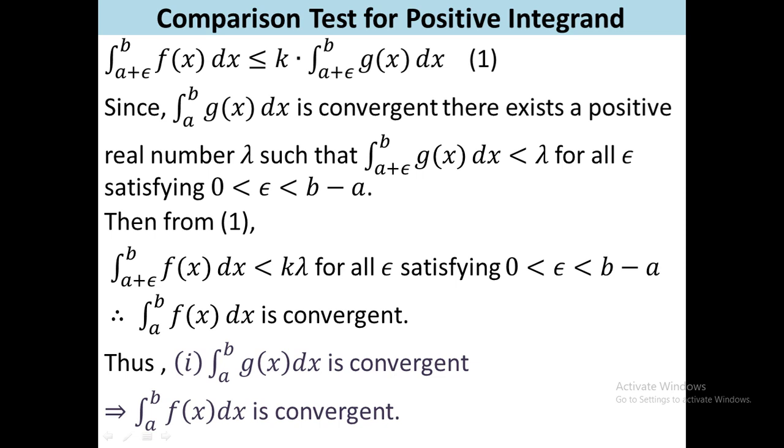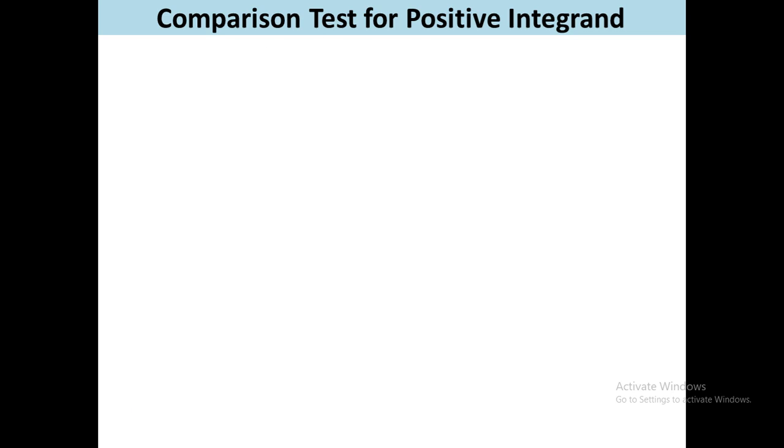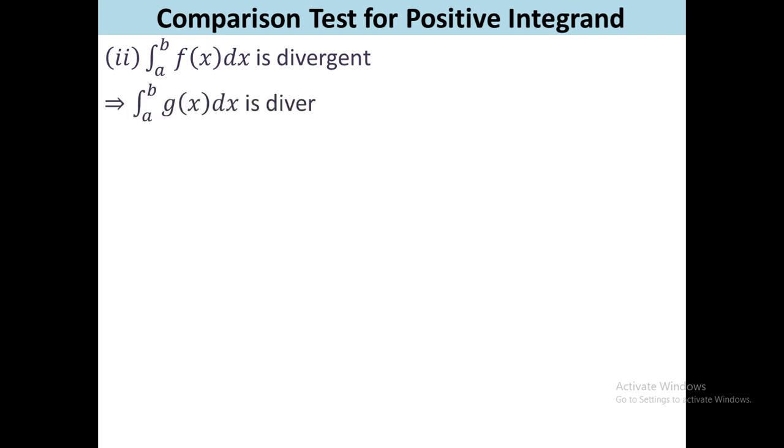Now we will go into the second part. In the second part, we consider the smaller function as divergent, that is, we take f(x) as a divergent improper integral. Now we have to show that g(x) is also divergent.